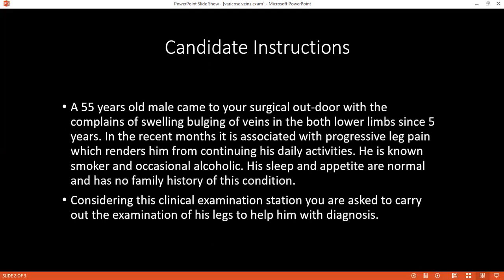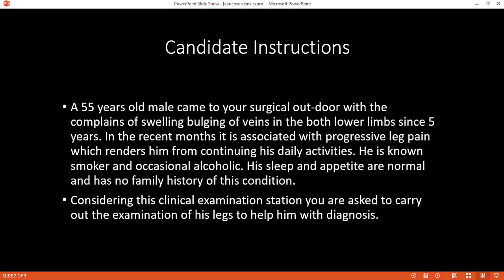To complete my examination, I would like to do a complete neurovascular examination of the lower limb, and also an examination of the abdomen to exclude any bruit or any aneurysm. Can you please summarize your examination?